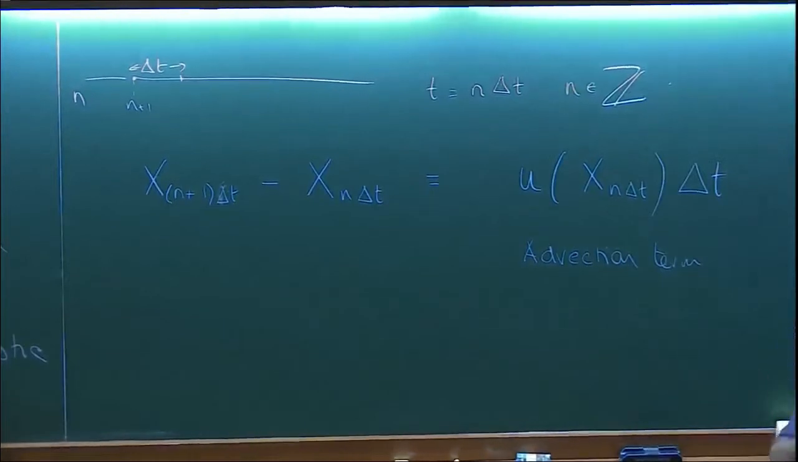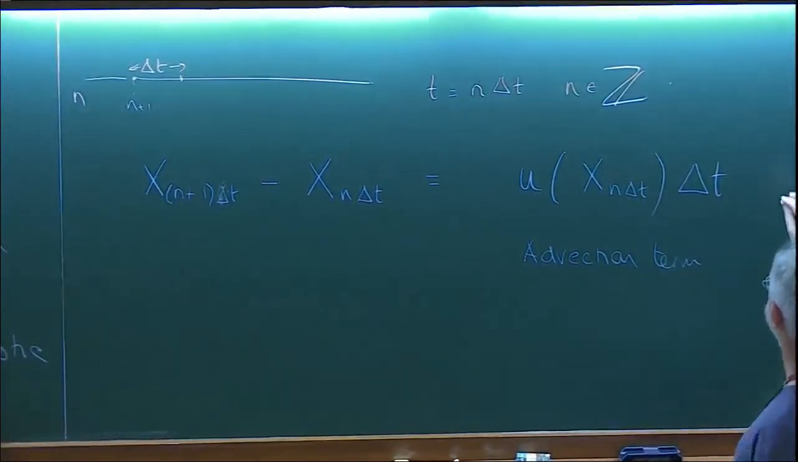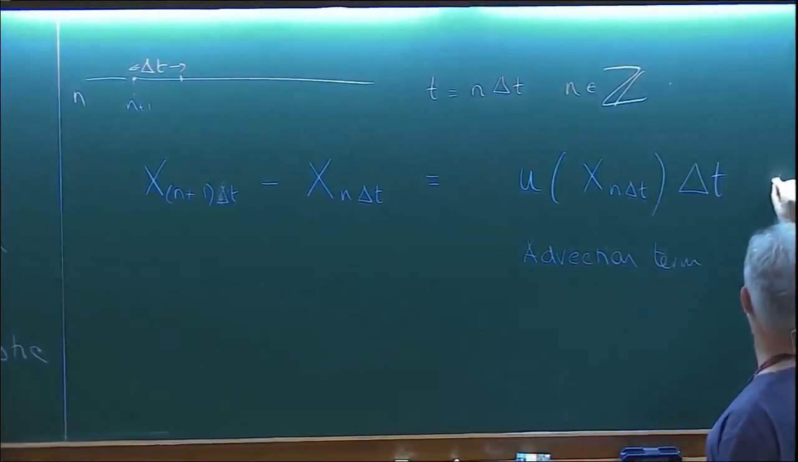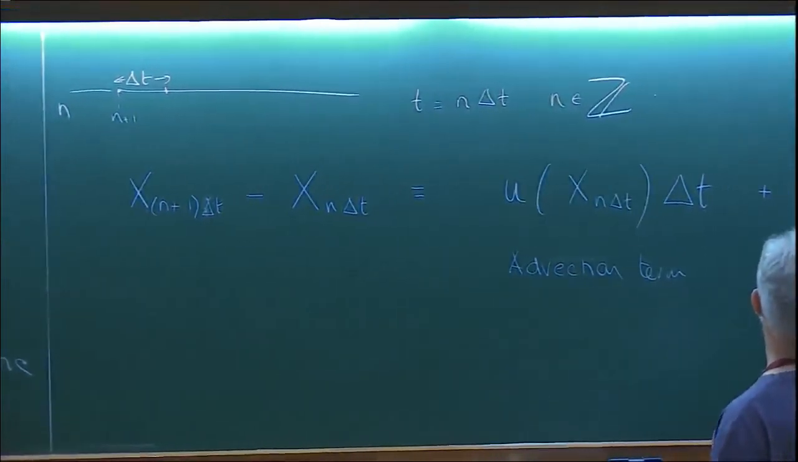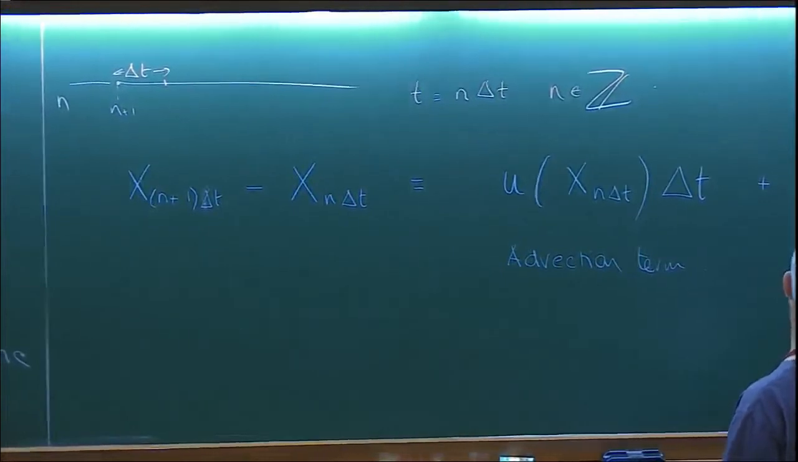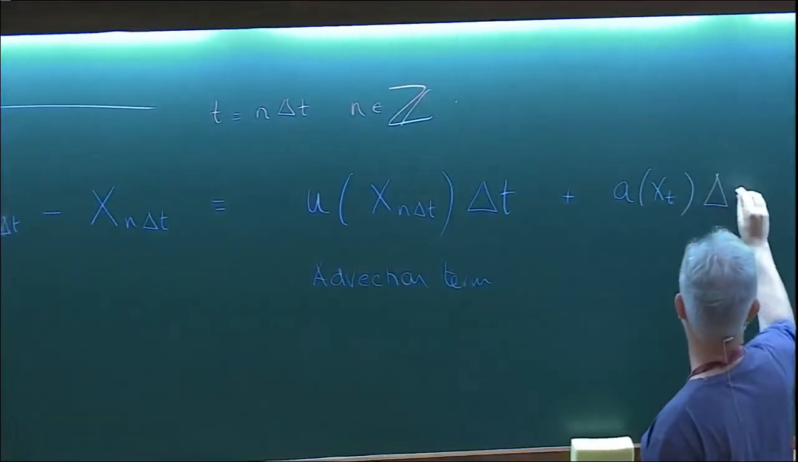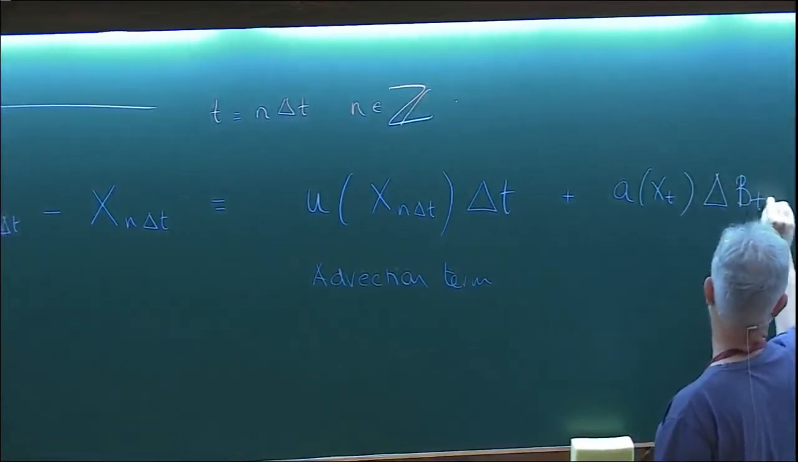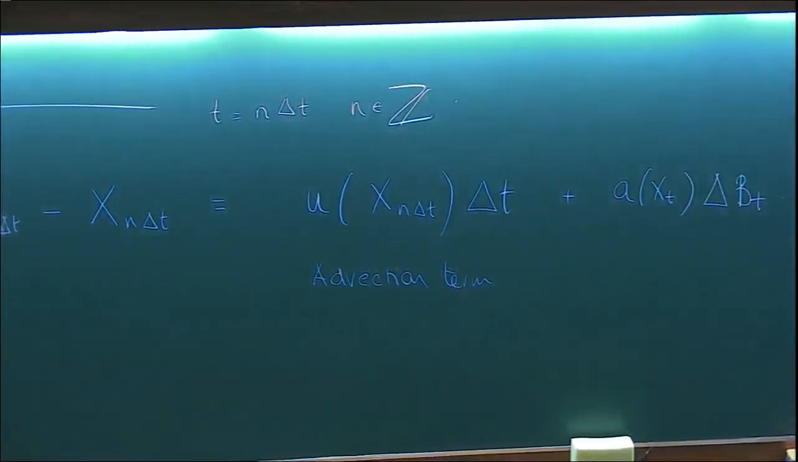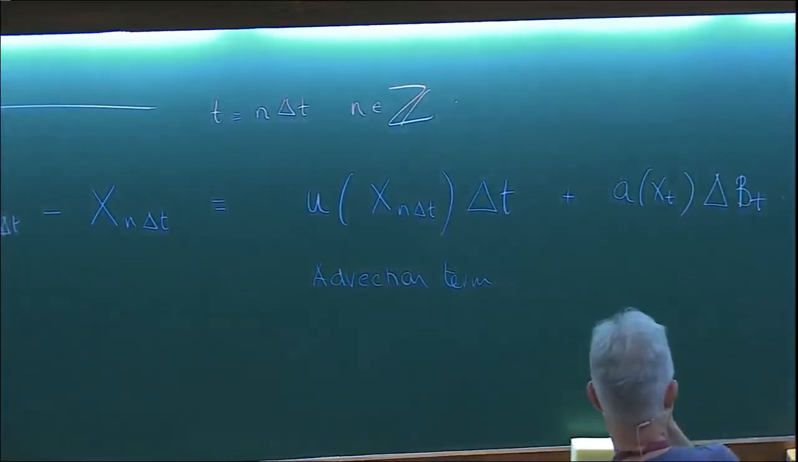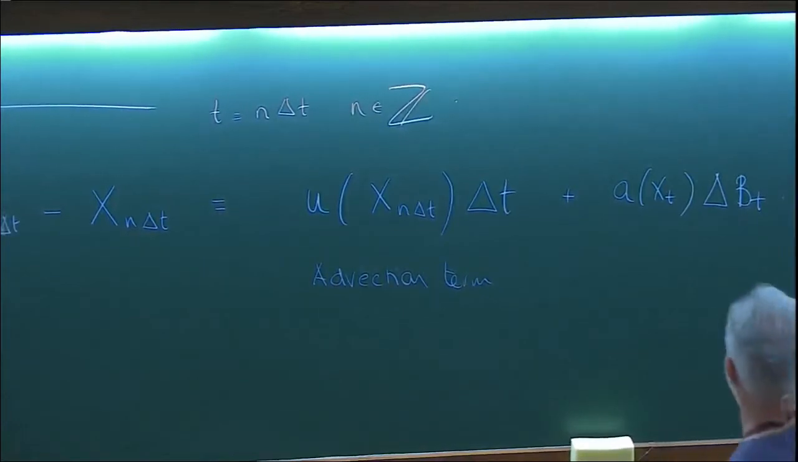Now, I'm going with the flow in the river, but there's also some molecular diffusivity, so there's some Brownian motion within the flow. So I'm going to have something, a of x of t. This is a deterministic function. I'm going to multiply this by a random number, delta b of t. So delta b of t is the randomness, and this is a Gaussian random variable.